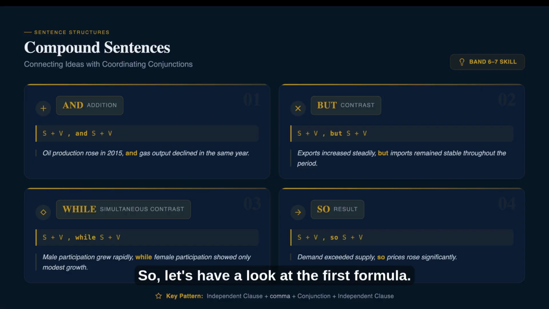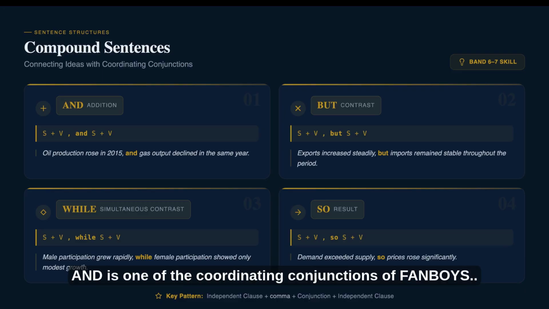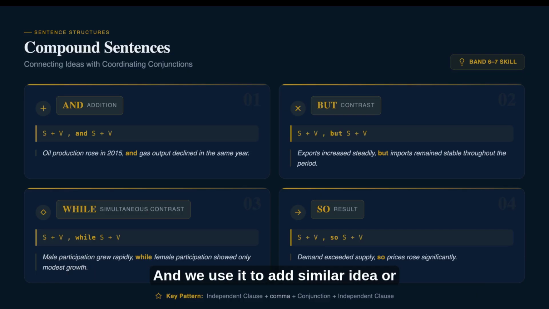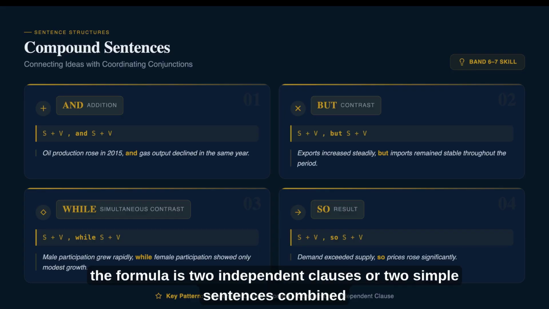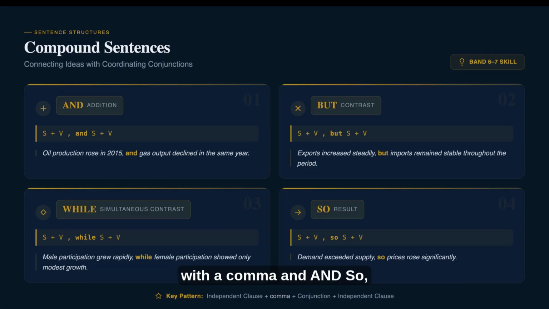So let's have a look at the first formula. As you might already know, "and" is one of the coordinating conjunctions of FANBOYS, and we use it to add a similar idea, or in other words, addition. So the formula is two independent clauses, or two simple sentences, combined with a comma and "and". So here's the example. Oil production rose in 2015, comma, and gas output declined in the same year.